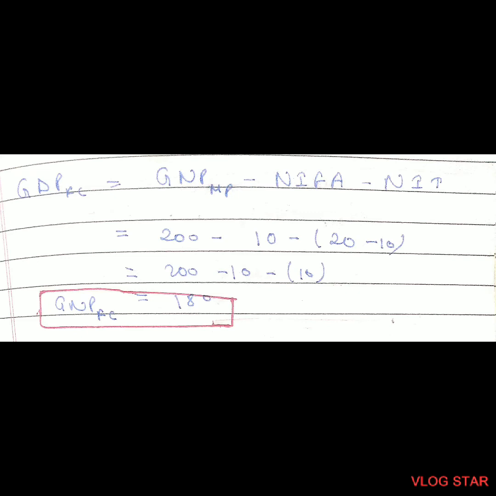And since NIT is not given, we will find NIT. NIT is indirect taxes minus subsidies. So it would be 20 minus 10. So now putting the values, 200 minus 10, NIT we just found, so it would be 10. 200 minus 10 equal to 180. GDP at factor cost is 180.